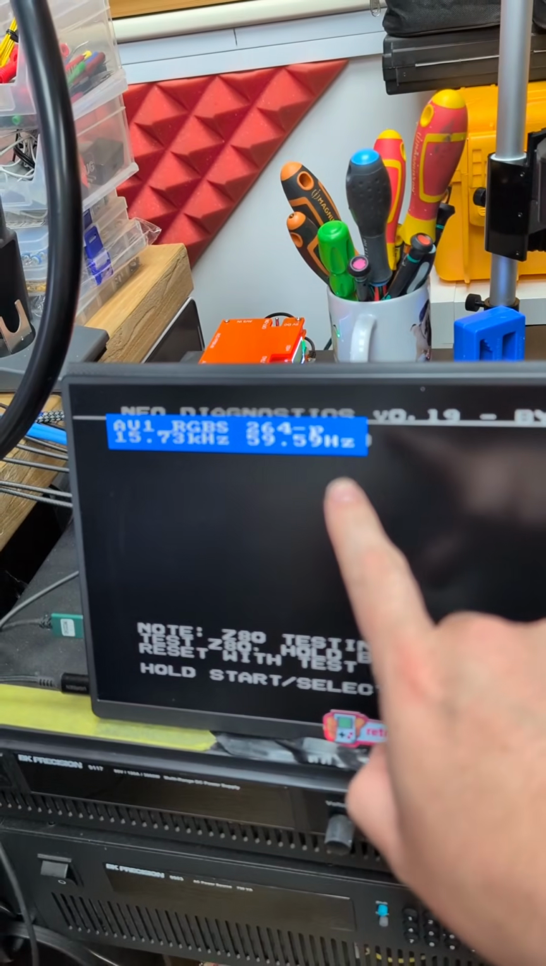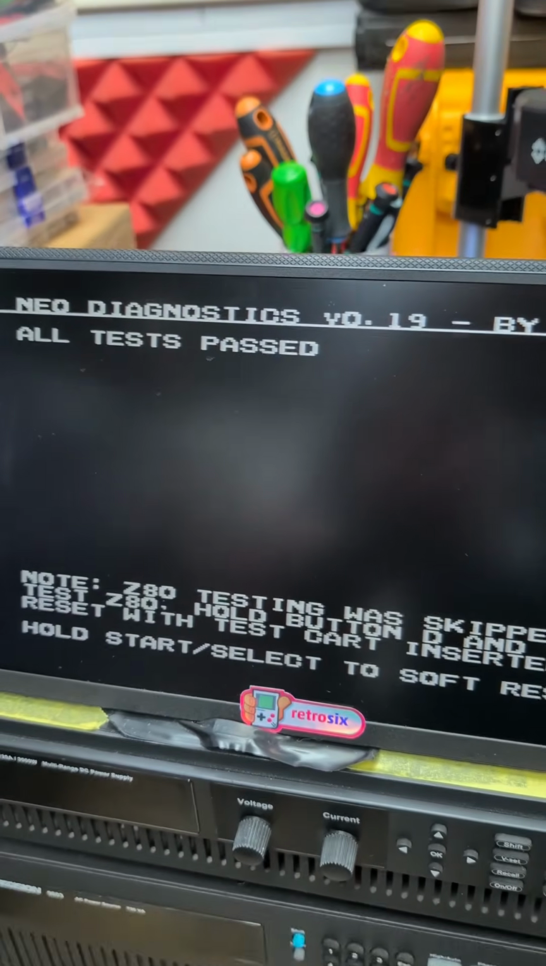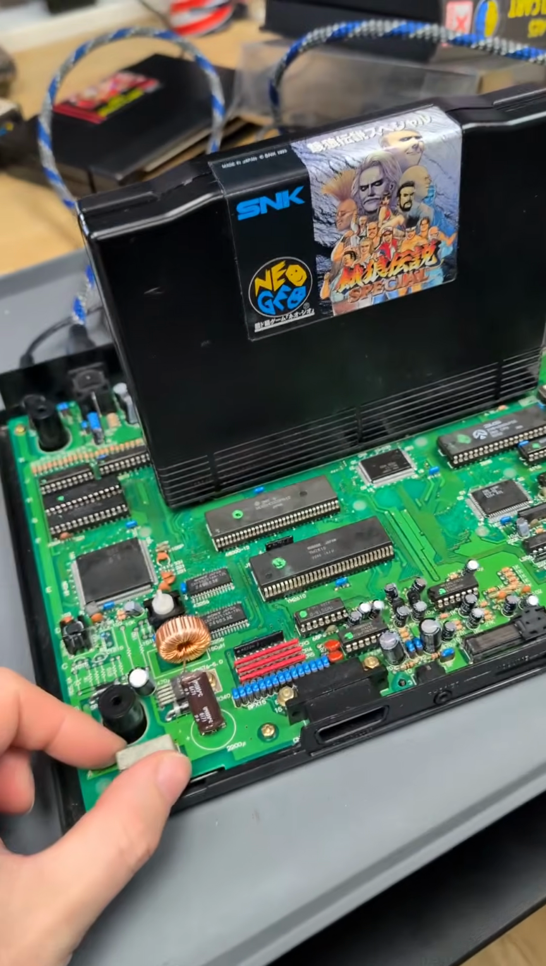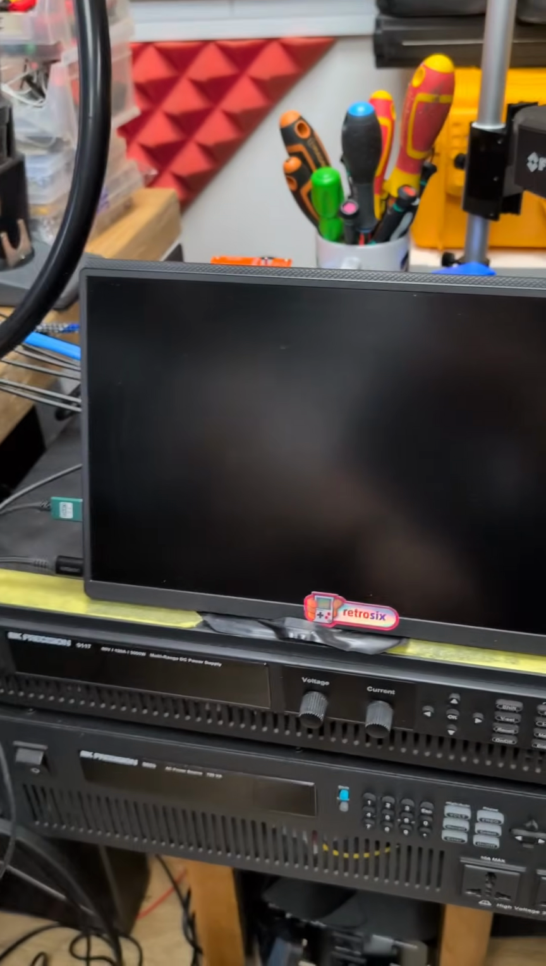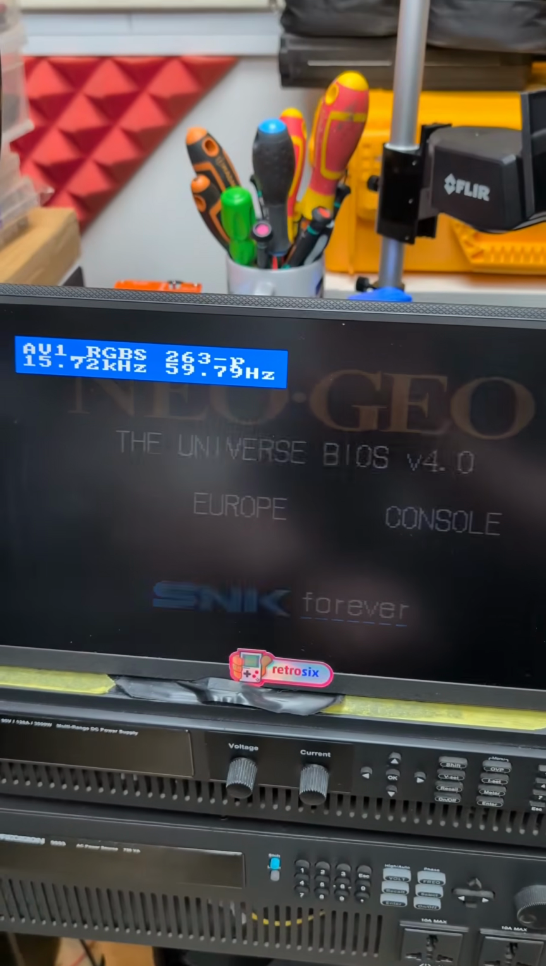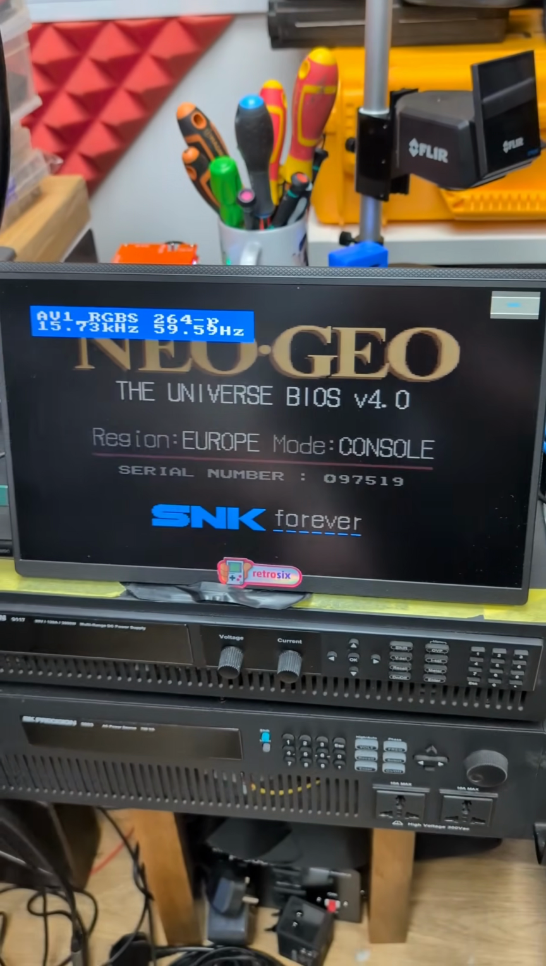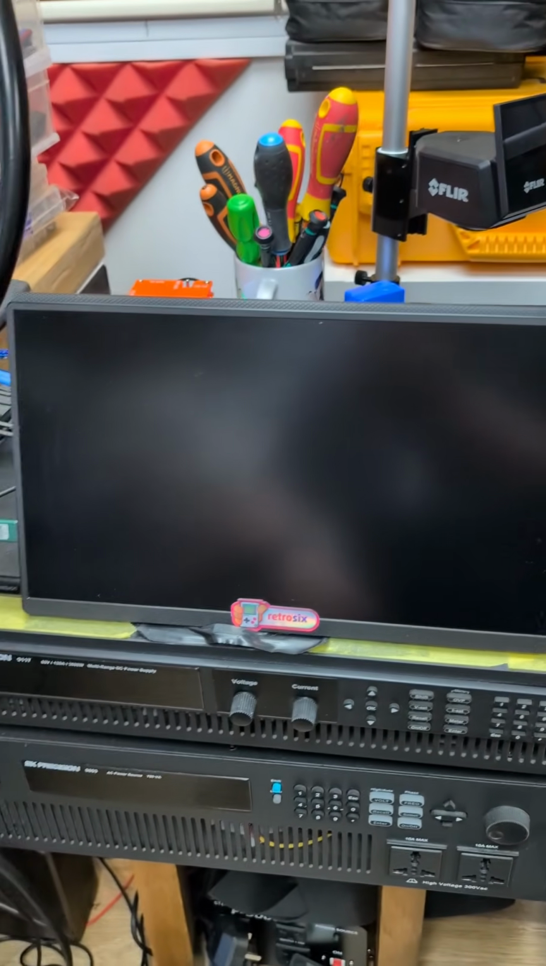Does it now pass the tests? Yes, I think that's going to say all tests passed. Yes, it does. Swap this back out for Unibios, and fingers crossed, moment of truth. Yes, there we go. Nice. So I will say that's taken many hours on this.